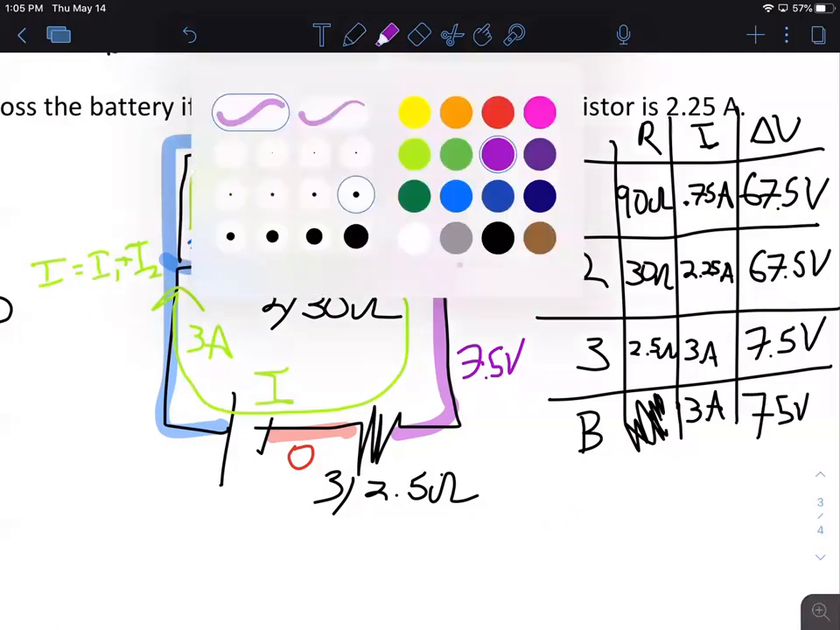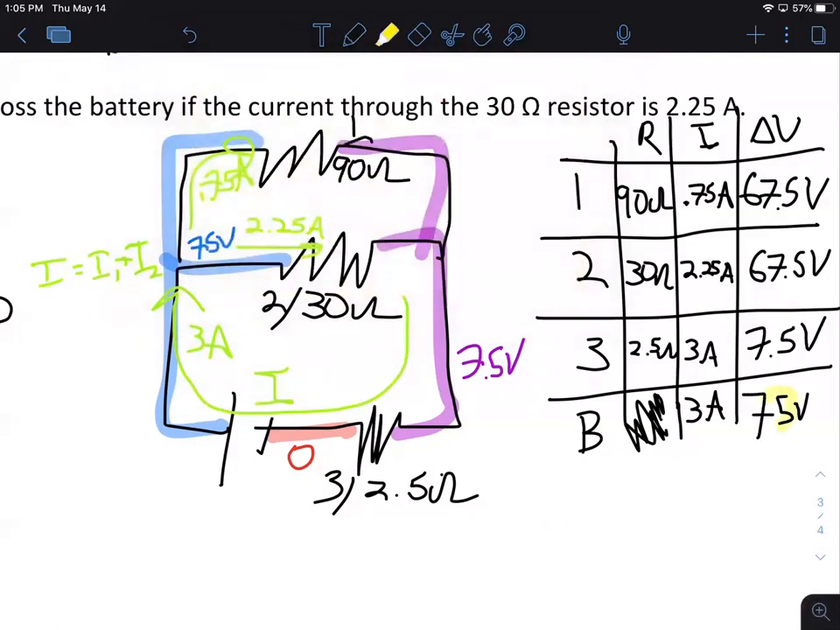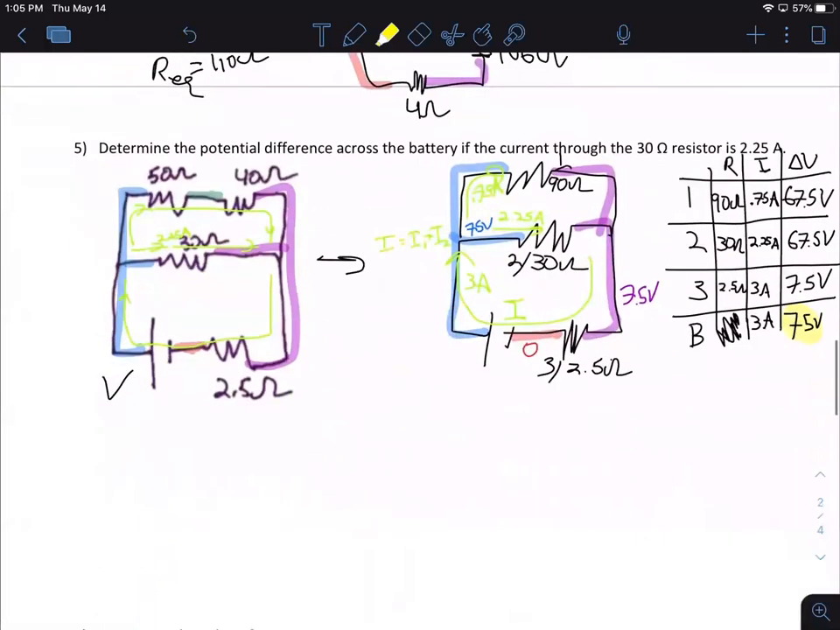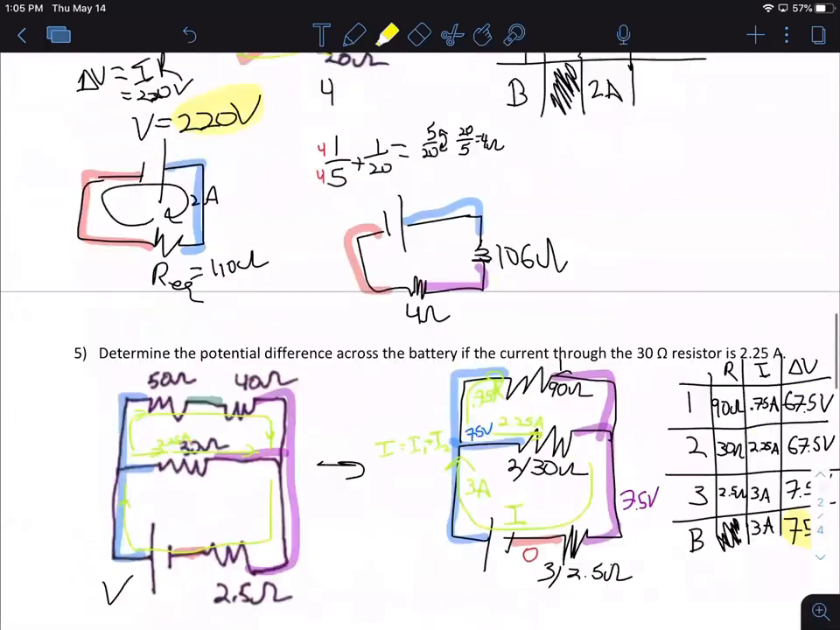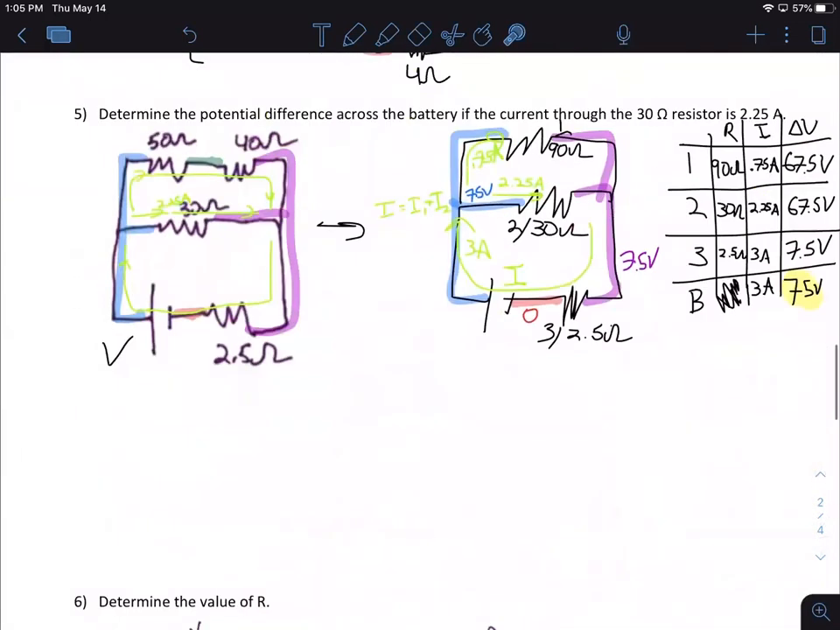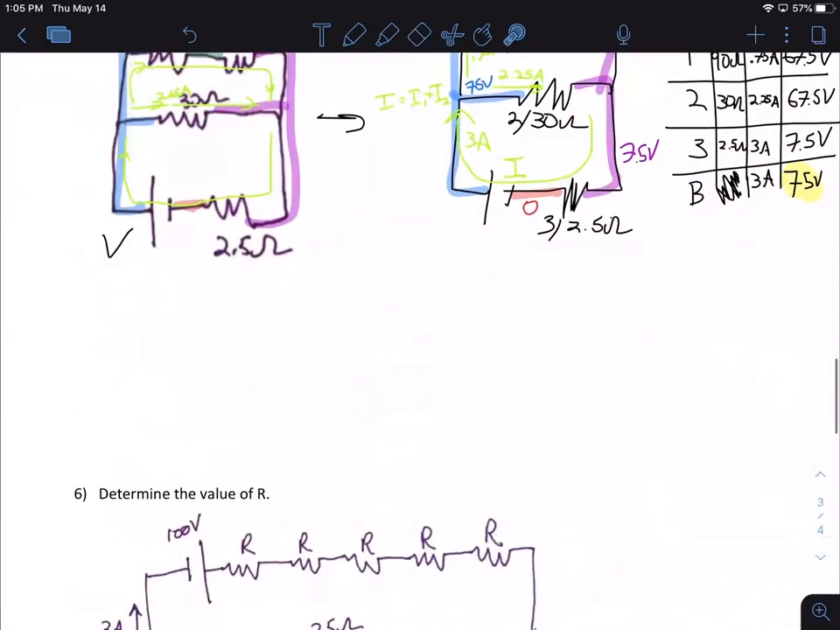And yeah, really great question. Not as much math and all this equivalent stuff we had to do, but still used a lot of our rules very well.